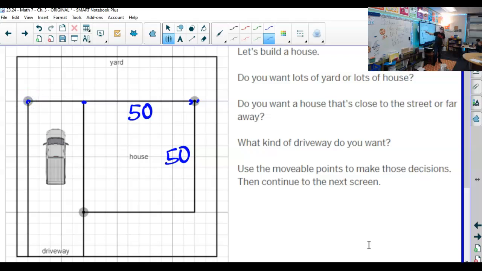Now my driveway didn't come out to be quite as simple. 5 boxes wide would be 25. And then 10, 11, 12, 13, 14 boxes long, that's 50, 60, 70.